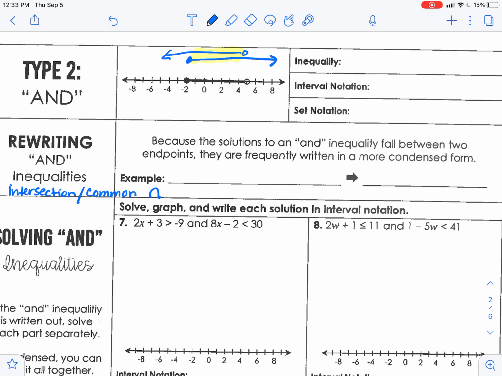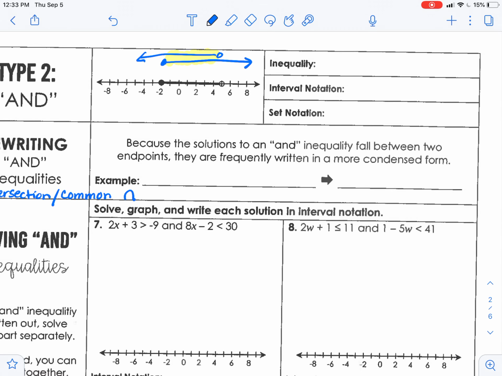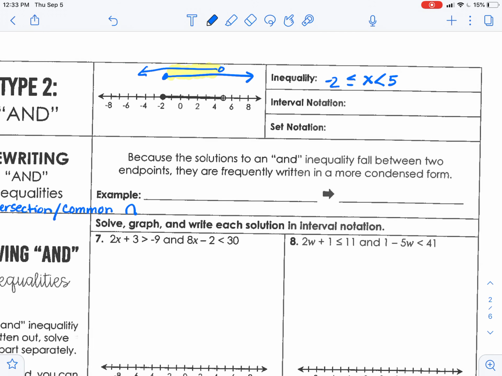Okay? So how would I write this as an inequality? Well, we usually write it as one thing. So we would say x is less than 5 and x is greater than or equal to negative 2. Okay, that's one way. Or you could put it separately: x is greater than or equal to negative 2 and x is less than 5. But most people, again, prefer to write it this way.